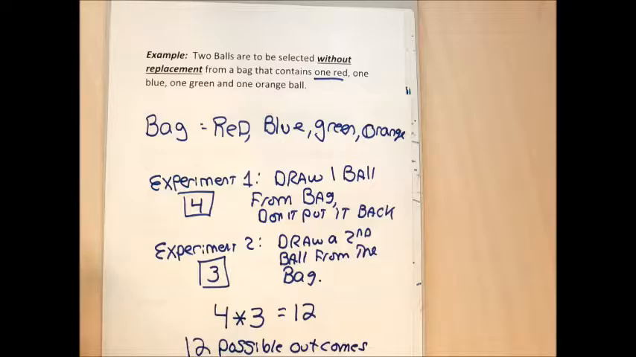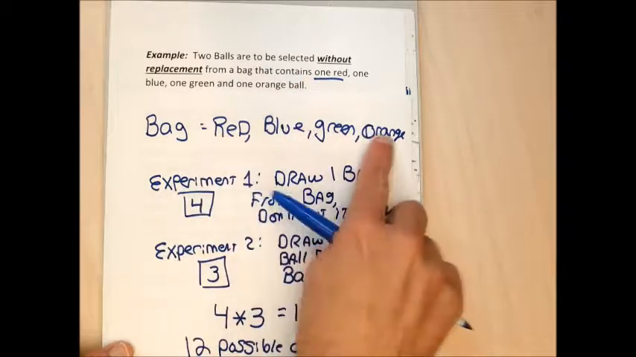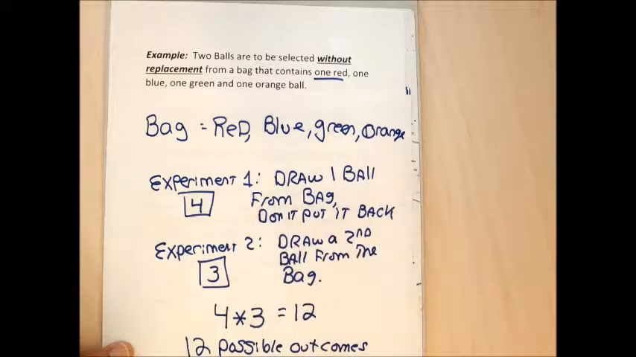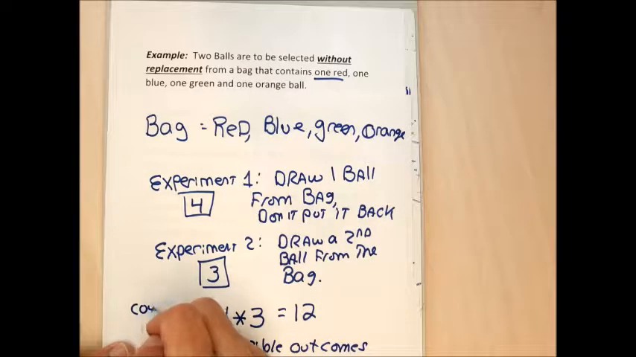When I do these two, I'll call them loosely experiments. I draw one ball of the four from the bag, I don't put it back, and then I draw one ball from the bag that has three left. So there's 12 possible outcomes. That's what the counting principle tells me.